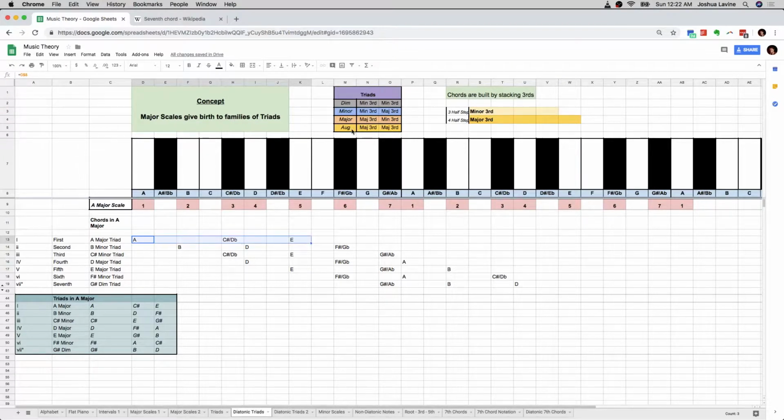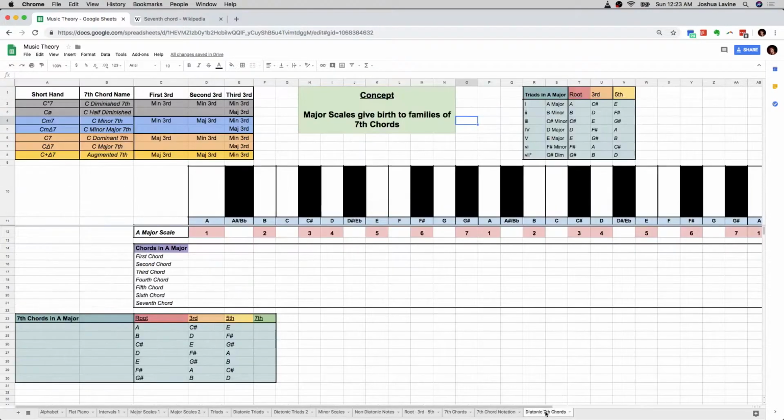And by that, using this table, I was able to discover the quality, meaning major, minor, augmented, or diminished, of each of the triads. And so using this exercise, I was able to create this very simple table where I know that all the triads in A major are right here. So you've got A major with these notes, B minor with these notes, that's the second chord, C minor with these notes, that's the third chord. And we have a fancy shorthand, which is this Roman numeral thing, where a capital Roman numeral is a major chord, a lowercase Roman numeral is a minor chord, and a lowercase Roman numeral with a little degree sign is a diminished chord. So let's go back to the diatonic 7th chords sheet here.